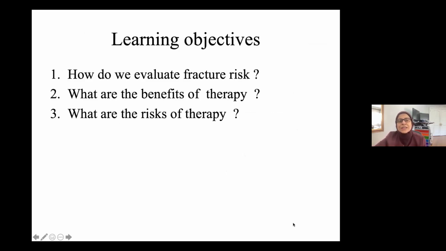Our learning objectives today are: how do we evaluate fracture risk? What are the benefits of therapy? And what are the risks of therapy?